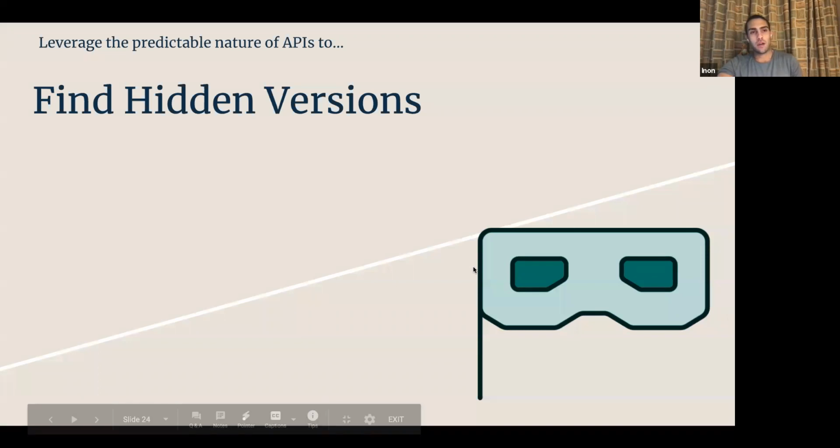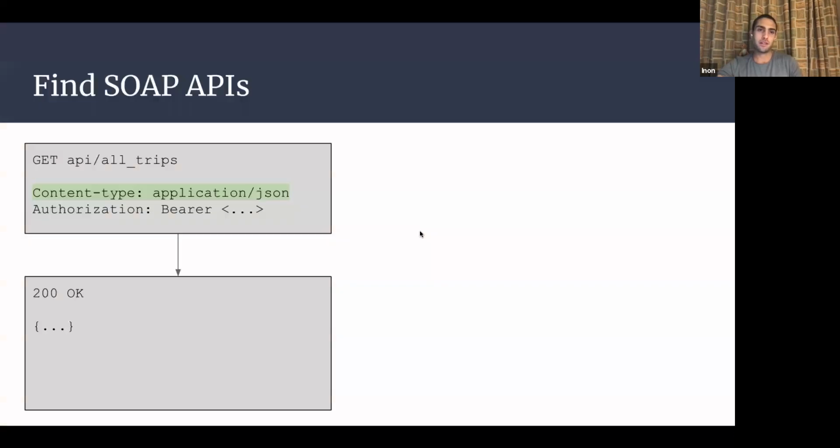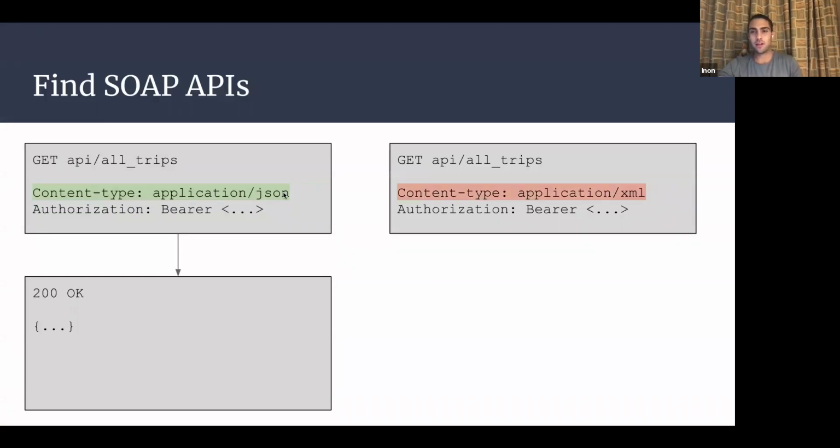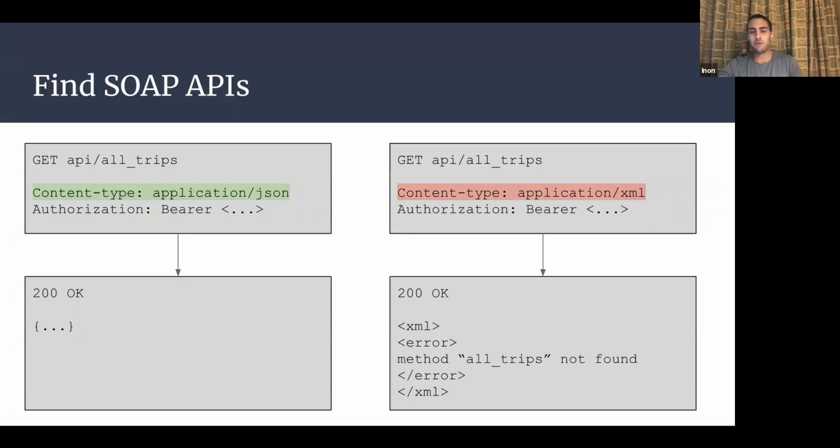The next thing I want to talk about is how you can find hidden versions using the predictable nature of APIs. So one thing that you can do is if you see a content type of JSON, you can give it a chance and change it to XML. And maybe if you're lucky, you'll be able to find a SOAP API. And SOAP APIs are probably more legacy, more likely to be vulnerable to attacks.